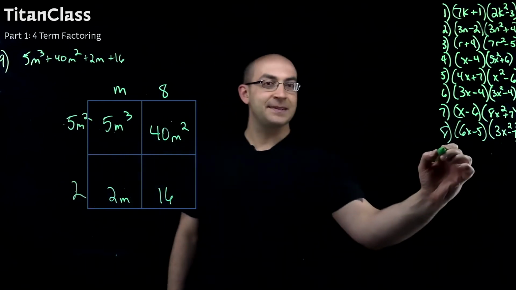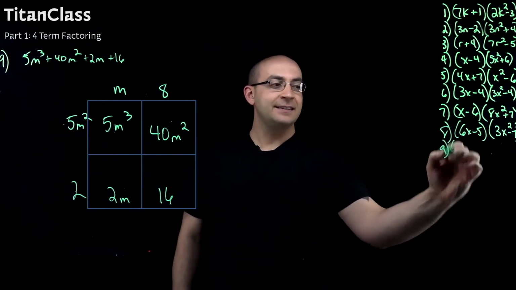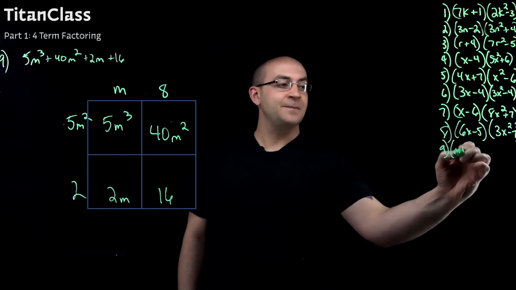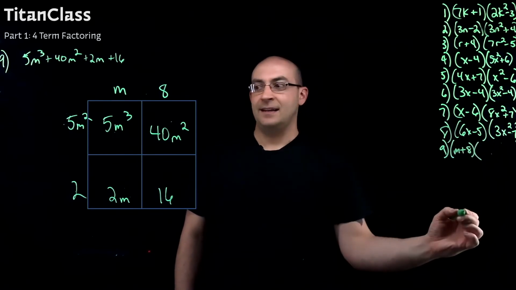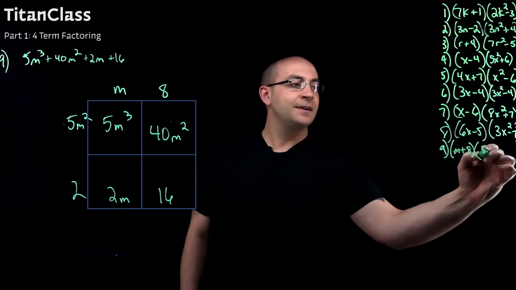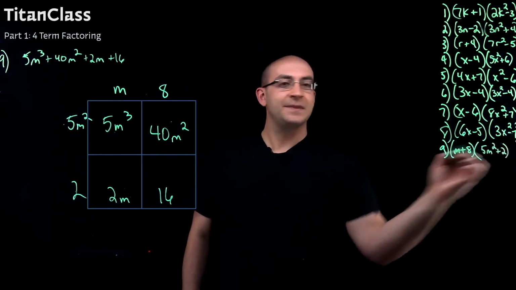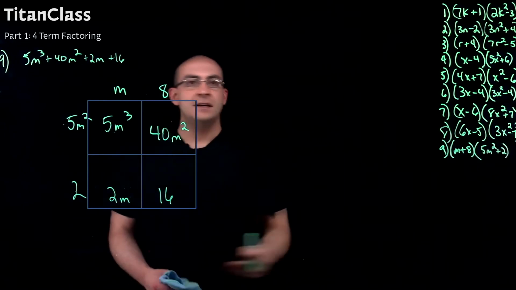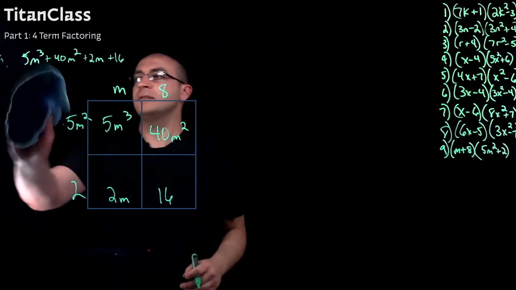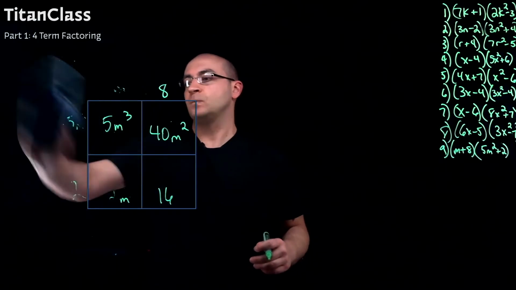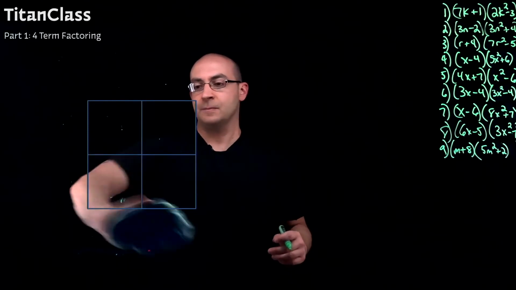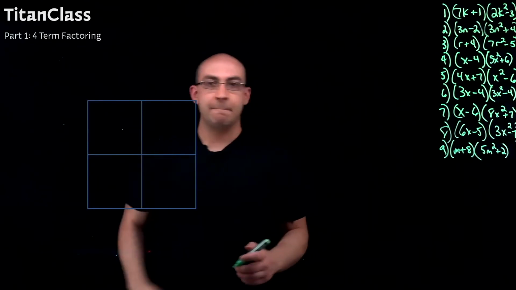All right, I'm going to make sure that you can see this time, right? So 9 is m plus 8 and 5m squared plus 2. That's nice. Okay. After 10, I'll erase and go forward with other stuff.